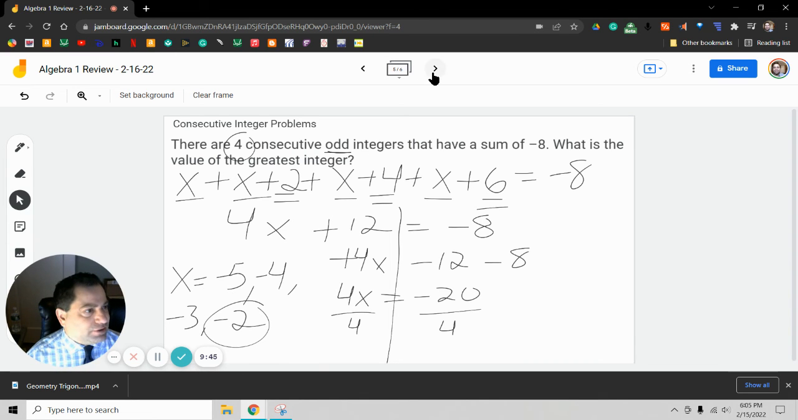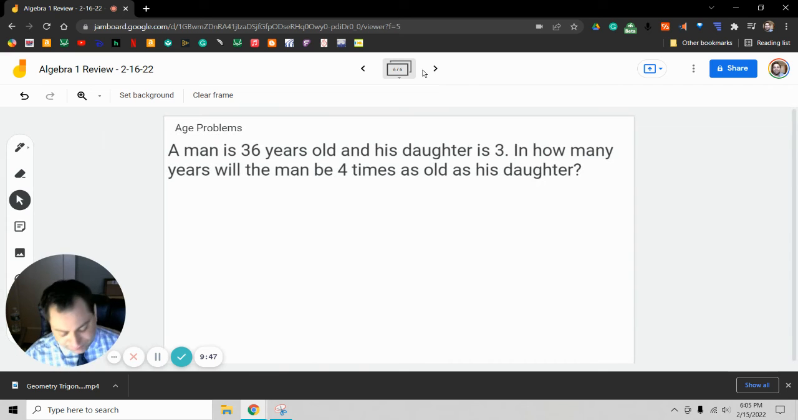Let's take a look at another example. This is called an age problem. So here, a man is 36 years old and his daughter is 3. In how many years will the man be 4 times as old as his daughter? So we have the man and we have his daughter. The man is 36, and the daughter is 3.